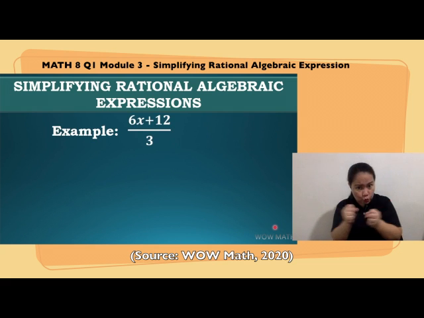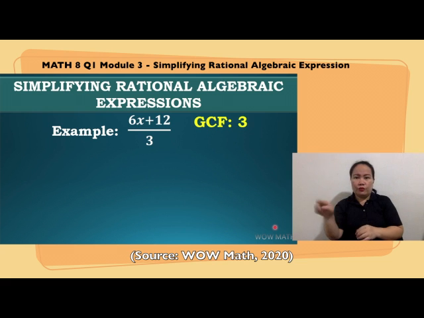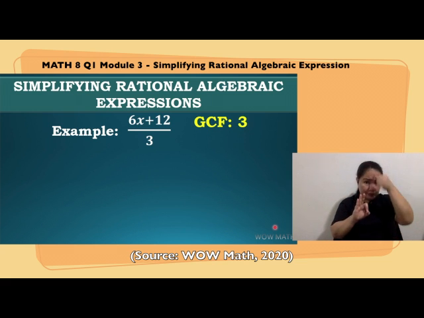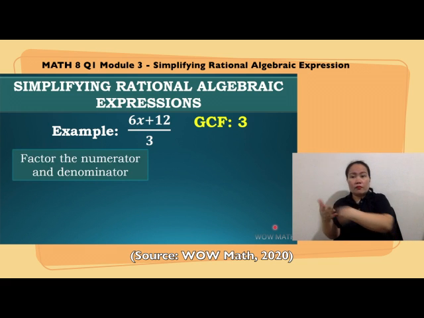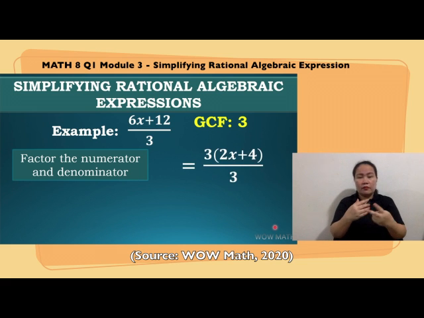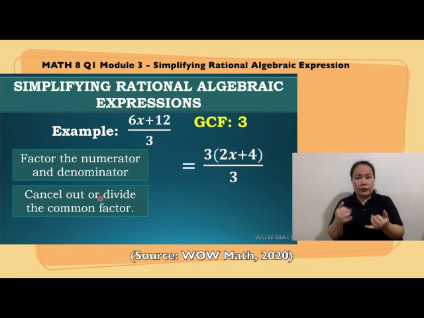So I have here 6x plus 12 over 3. So, since ang numerator natin ay may GCF which is 3, so our first step is you have to factor the numerator and the denominator. So, our numerator will be 3 times 2x plus 4 since our GCF is 3. So, let us check. 3 times 2x, that is 6x. And then 3 times 4, that is 12. Okay? And then we will just copy the denominator, which is 3. So we now have the factor of our numerator. And then we just copy the denominator. Now, we will cancel out or divide the common factors.